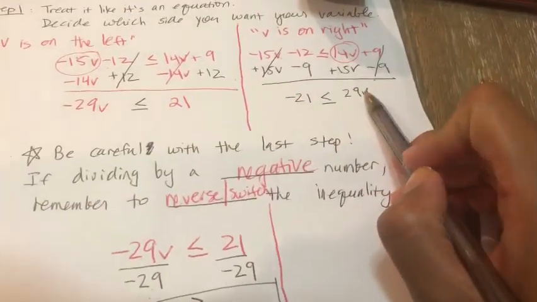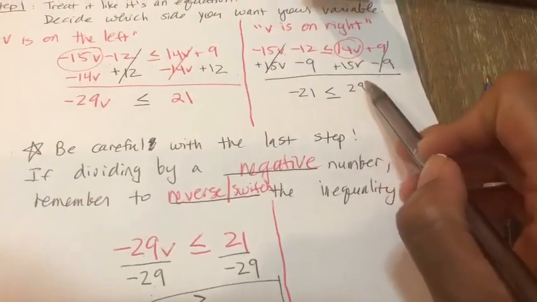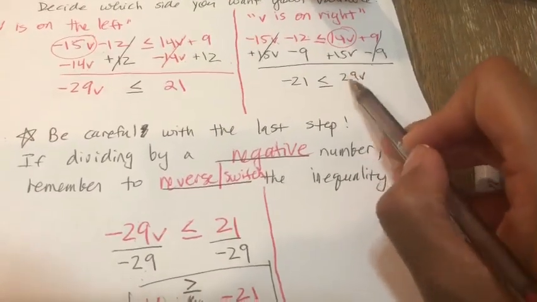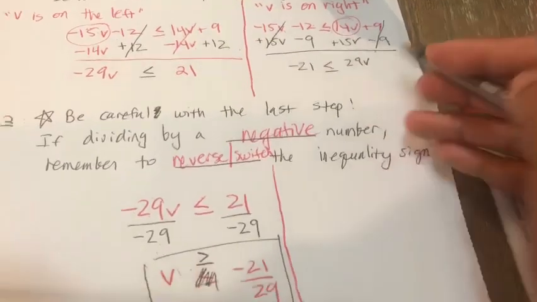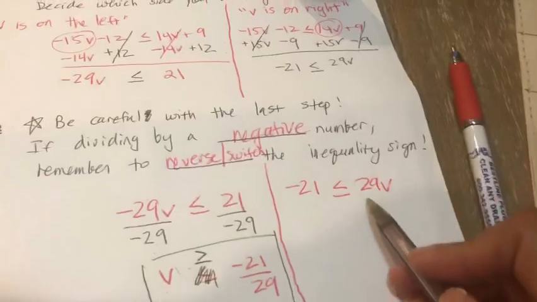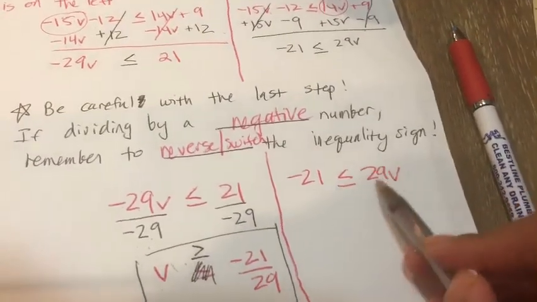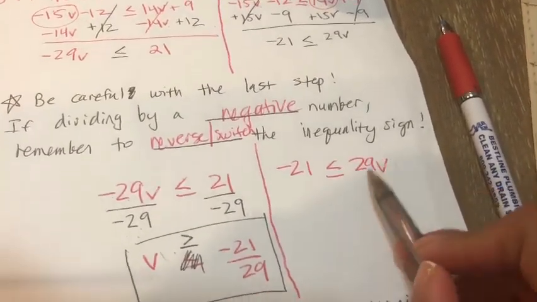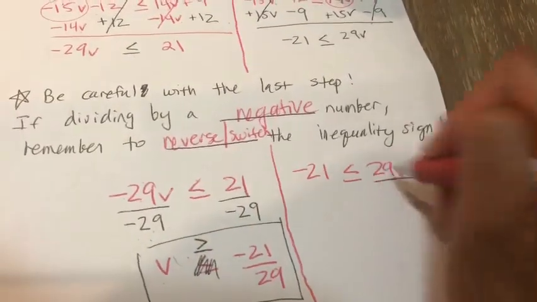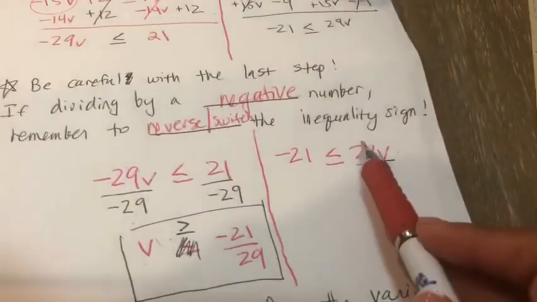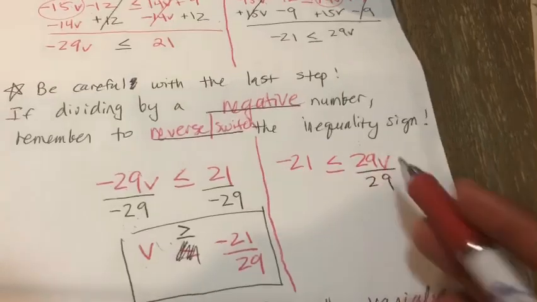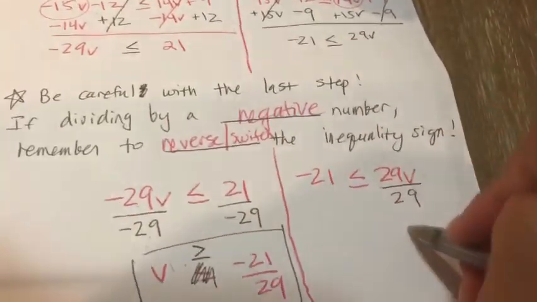Okay, so in the second step here, similar to this step here, we want the coefficient in front of the v to be 1. So we want 29v to actually become a 1v. In order for this to become a 1v, we must divide by 29. So negative 21 is less than or equal to 29v. How do you make this a 1v? You make it a 1v by dividing by the coefficient right there, because 29 divided by 29 becomes 1. So you'll get 1v, or in other words, you could just say v.